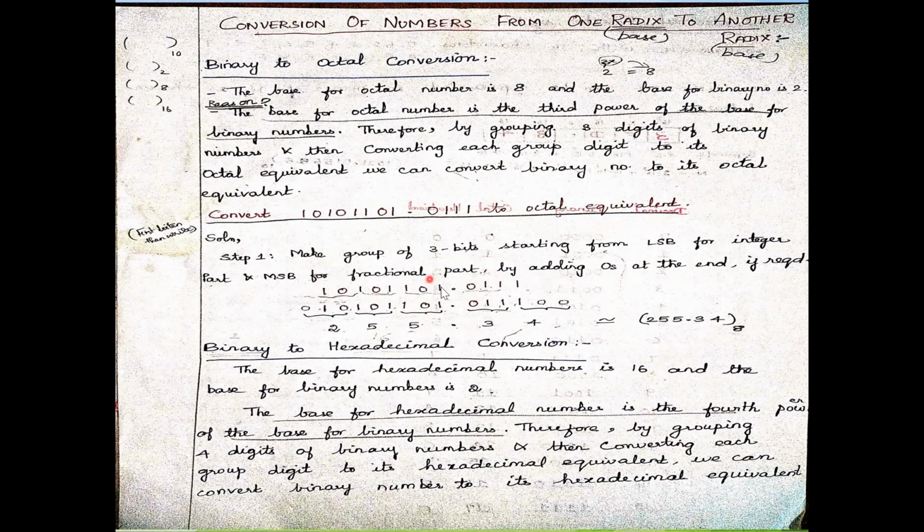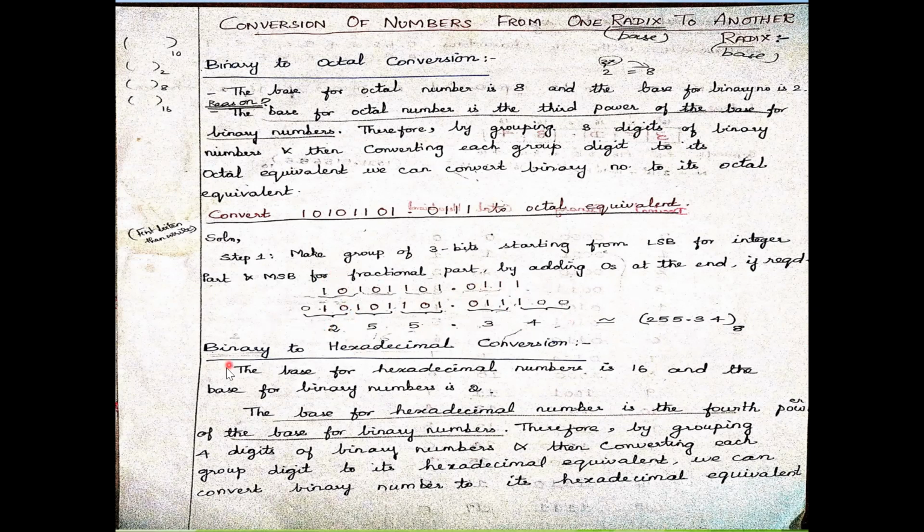So this is the integer part. Starting from the LSB we want to group 3 bits: first 3 bits, second 3 bits, then the third 3 bits. If it is not there, you can add zeros at the end if required. Similarly, for the fractional part, group from the MSB. When 3 bits are grouped and you have only one bit left, please append 2 zeros along with that. Then represent each group of 3 bits in terms of its decimal representation. Hence the octal number representation is 255.34 to the base of 8.